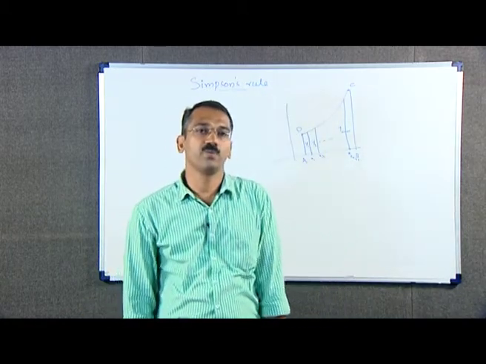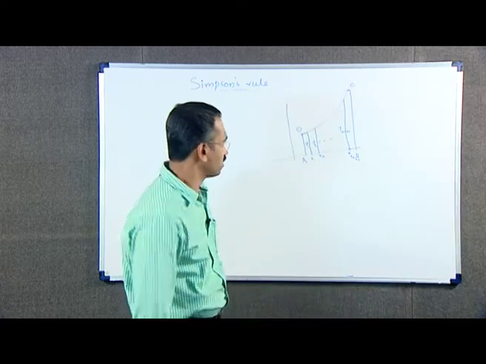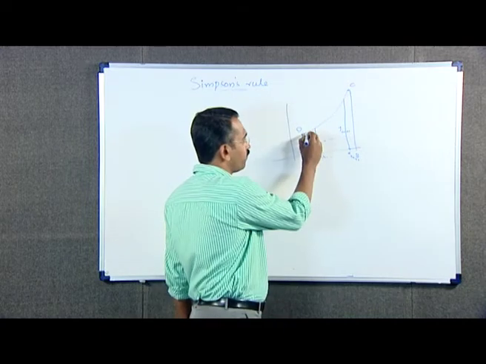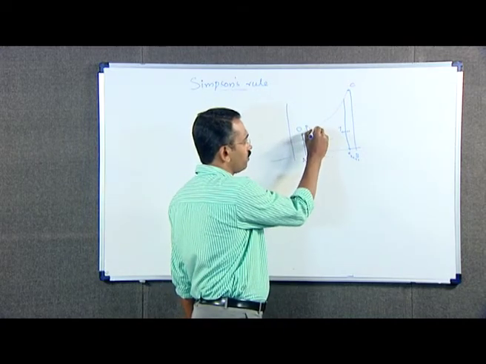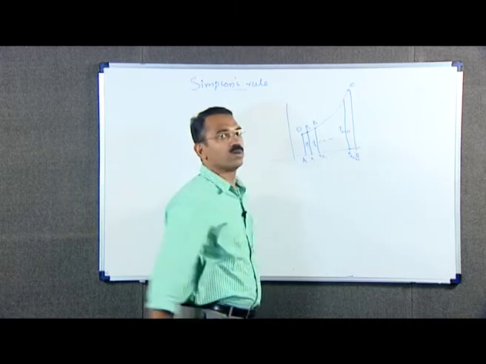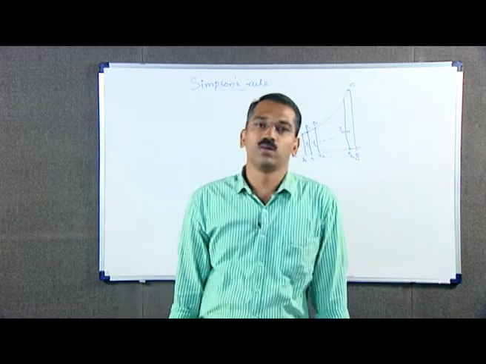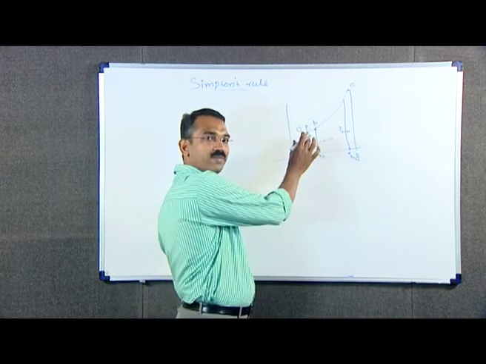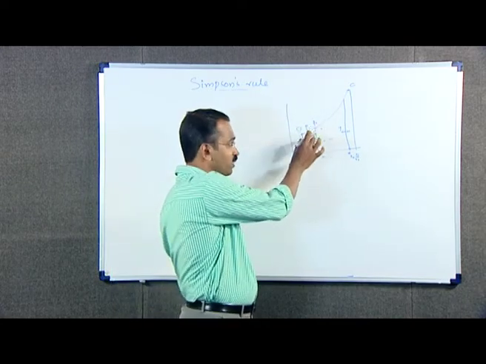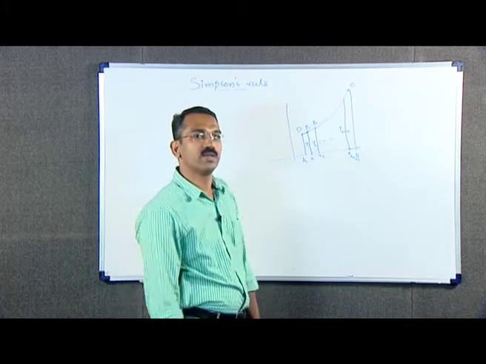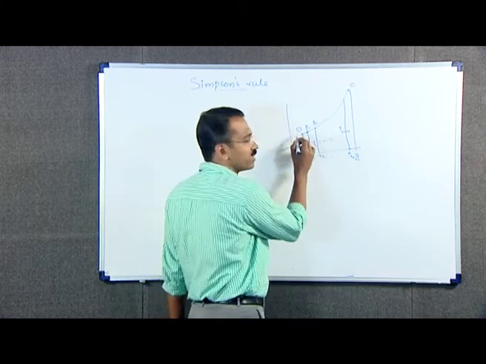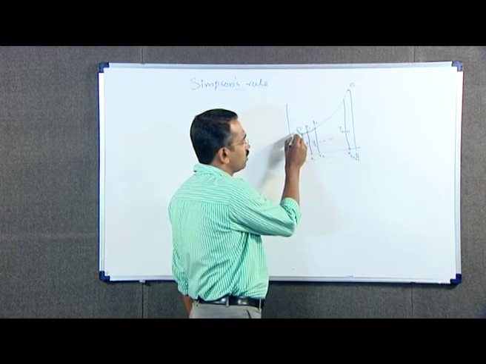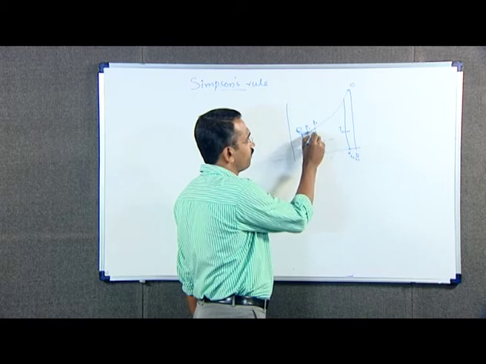Now, the parabola passing through the points D, here we denote P1, here P2. The parabola passing through these 3 points D, P1 and P2 is a close approximation to this curve like this. This is a parabola.